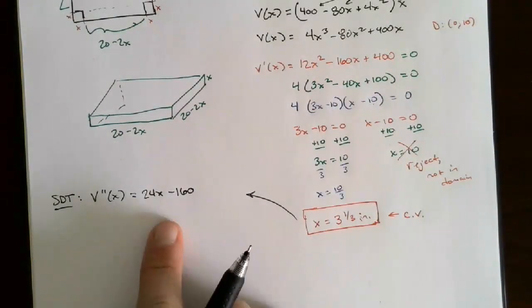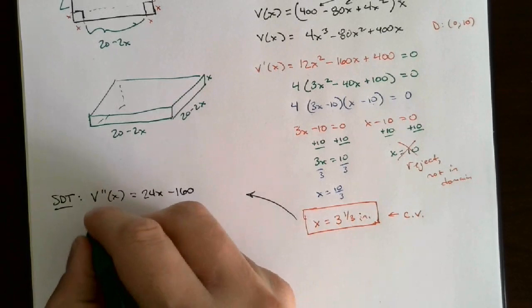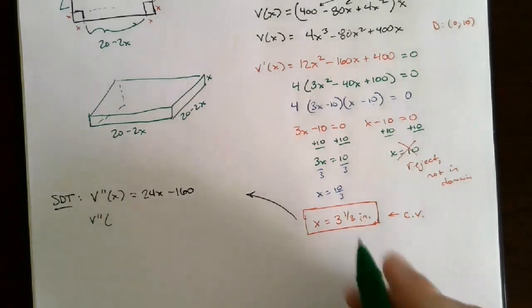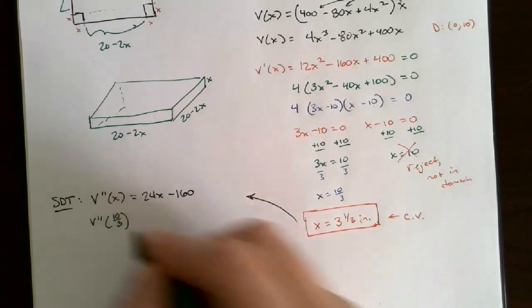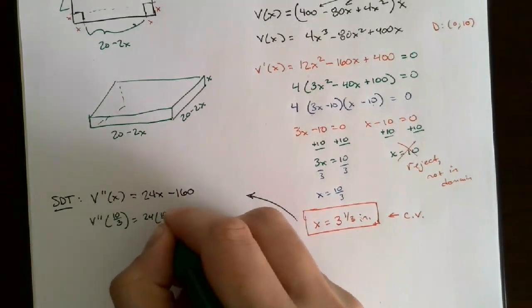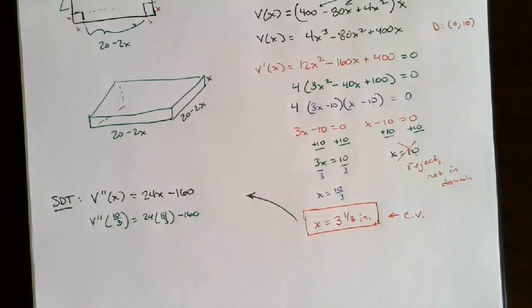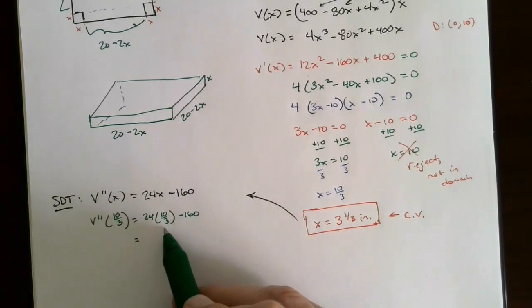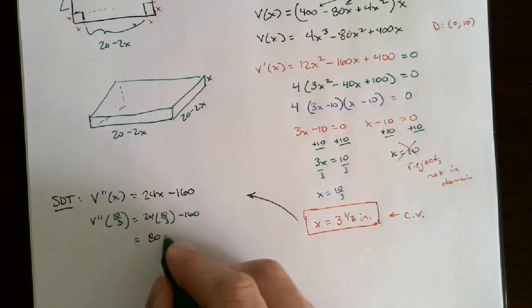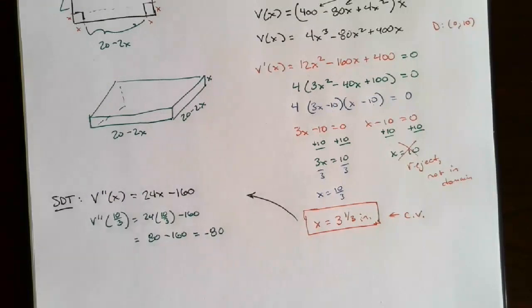Now remember what you're doing with this. You don't set this equal to 0. What you're really doing is you're substituting in your critical value, and you're determining if you get a positive or negative number. So I'm going to take v double prime of 10/3, I'm going to write it as 10/3 because it's easier to work with. These are the same exact value though. This would equal 24 times 10/3 minus 160. And 24 times 10/3, 24 divided by 3 would give me 8 times 10, so it's really 80 minus 160, which equals negative 80.